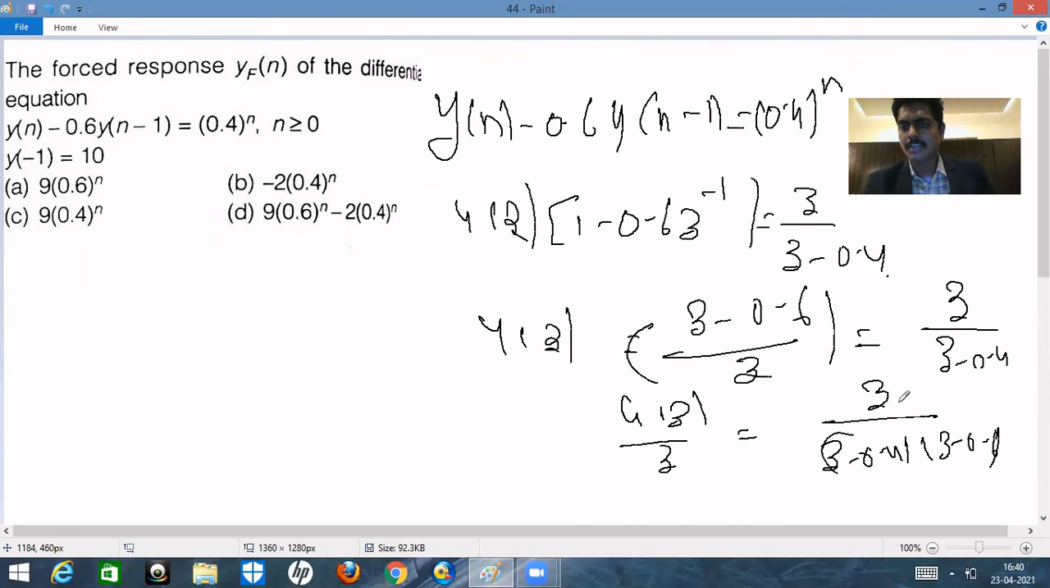So we can split in partial fractions, a by z minus 0.4 plus b by z minus 0.6. So automatically we can find the values of a and b, and if you apply the inverse Z transform, you will easily get the answer. Okay, and you can see that we have two poles, 0.4 and 0.6, and in the given options we have only one option like that. So therefore definitely option D will be the right answer.